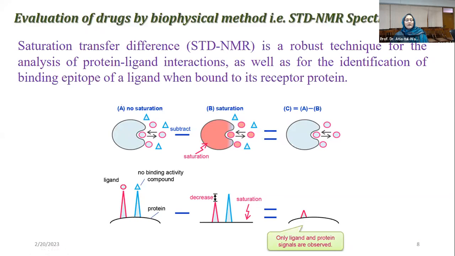If we have a good balance between bound and unbound states, the saturation can transfer to these ligands, and then another ligand replaces this one, and then another ligand. So at a higher concentration of the ligand, we get a very good difference spectrum, and we can identify whether the ligand binds with the protein or not.